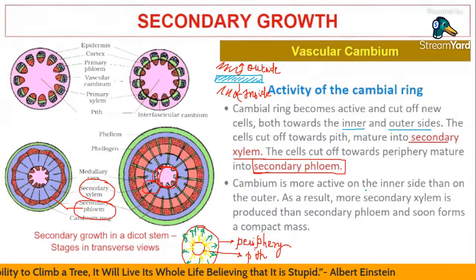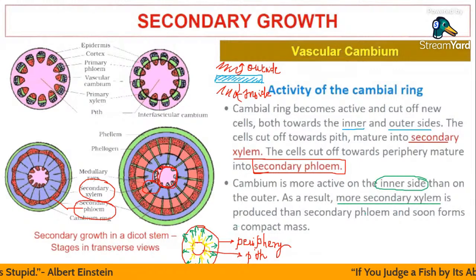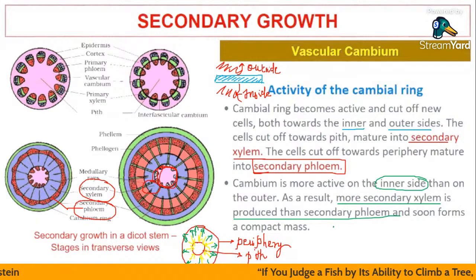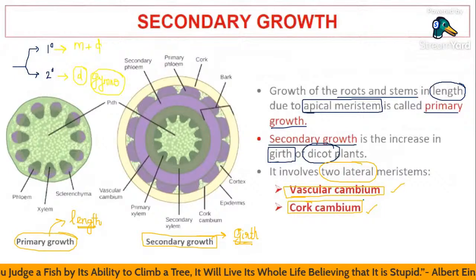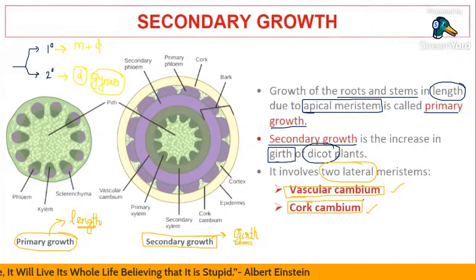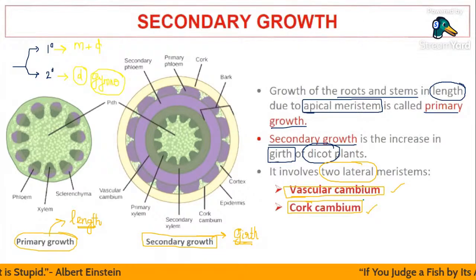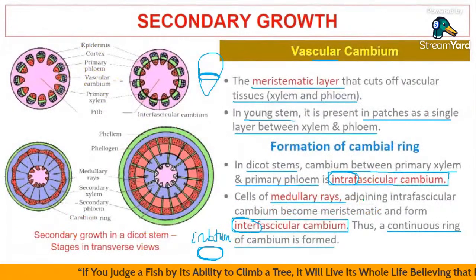Clear? So cambium is more active on the inner side than on the outer side. As a result, more secondary xylem is produced than secondary phloem, and it soon forms a compact mass. What are the points that we discussed? We discussed the differences between primary growth and secondary growth. Secondary growth increases the girth of the plant, and it involves two lateral meristems, vascular cambium and cork cambium. Now we are going to discuss the vascular cambium.